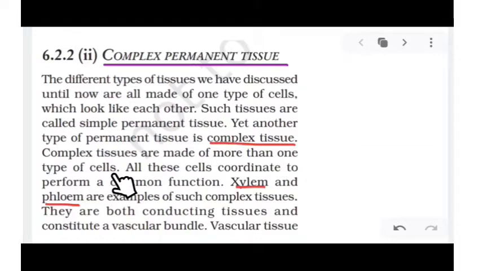And generally simple permanent tissues में क्या देखा था? सिर्फ नाम अलग है लेकिन लगभग same ही थे, isn't it? The same shape and size are there. But here it is very different now, because these types of cells have different shapes and sizes also. So all these cells coordinate to perform the common function. Common function होते हैं लेकिन cells के types या shapes अलग अलग होते हैं.